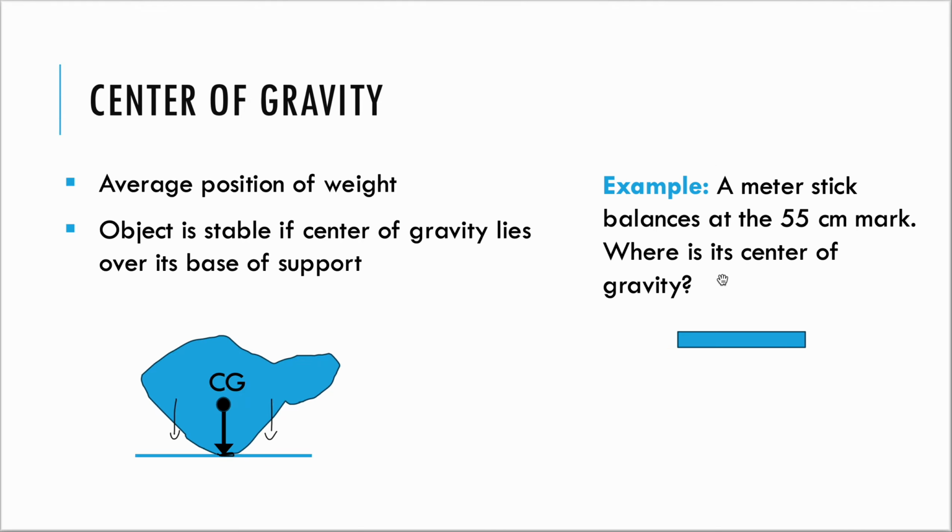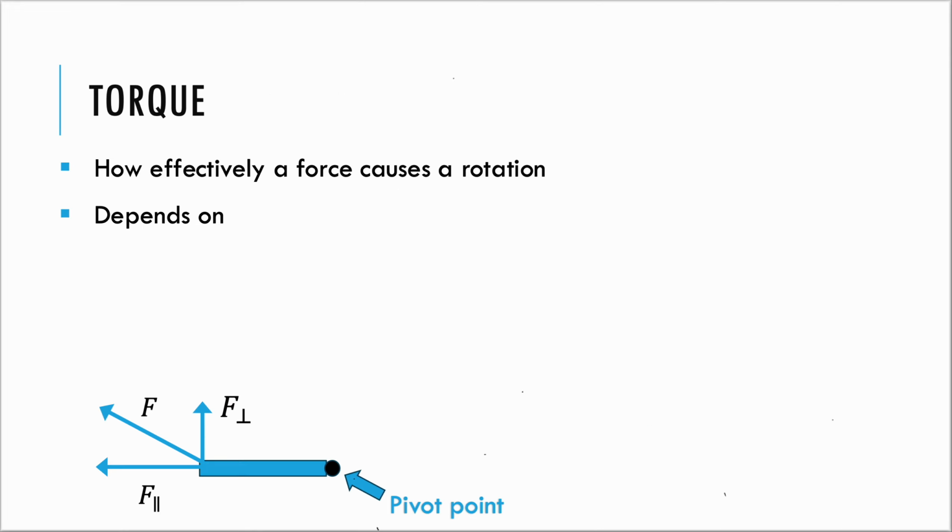Let's look at an example. A meter stick balances at the 55 centimeter mark. Where is its center of gravity? When we have a uniform object, the center of gravity is going to be at the center. In this case, the center of gravity is at the 55 centimeter mark. That means that there's as much weight on one side as there is on the other, so that 55 centimeter is going to be the balance point. So it's good to think of the center of gravity as the balance point of the object.